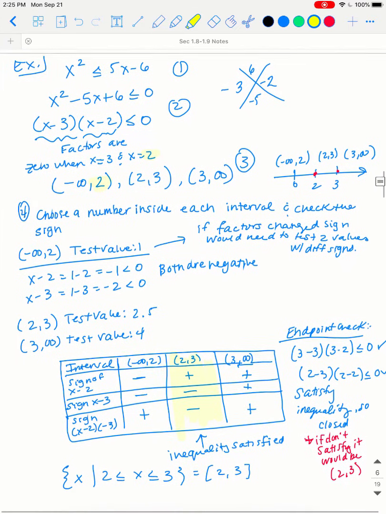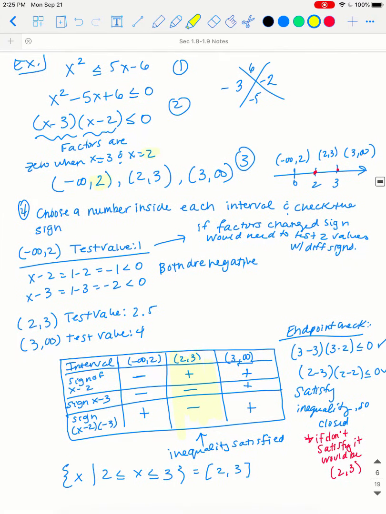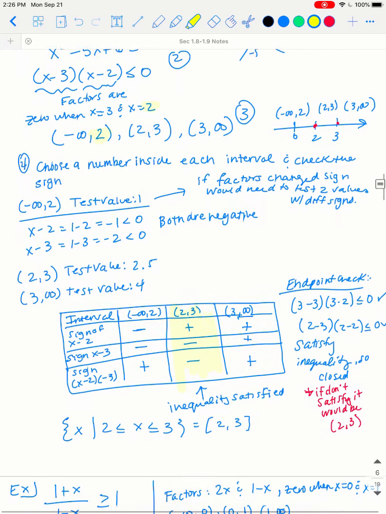So we have negative infinity to 2. We're using our test value of 1. So we plug that into our factors. So we have 1 minus 2 equals negative 1, less than 0. X minus 3 is negative 2, less than 0. And then for our different intervals, 2 to 3 and 3 to infinity, I use test values of 2.5 and 4. So now I'm going to make a table.